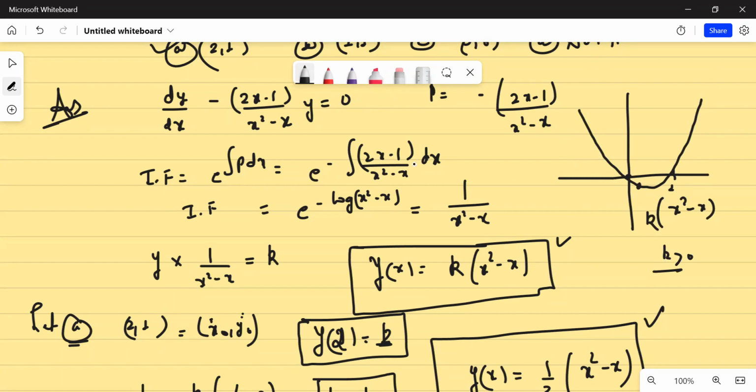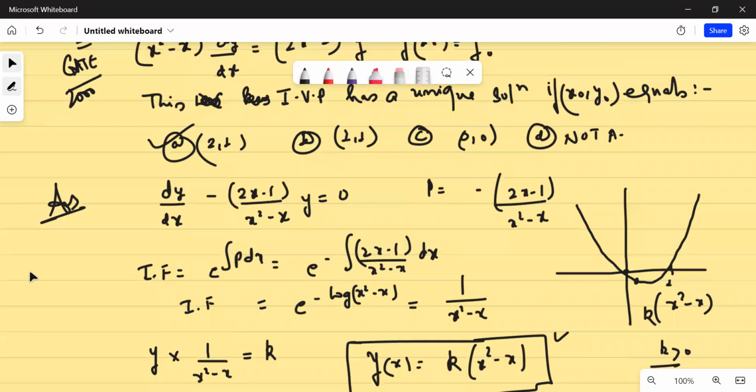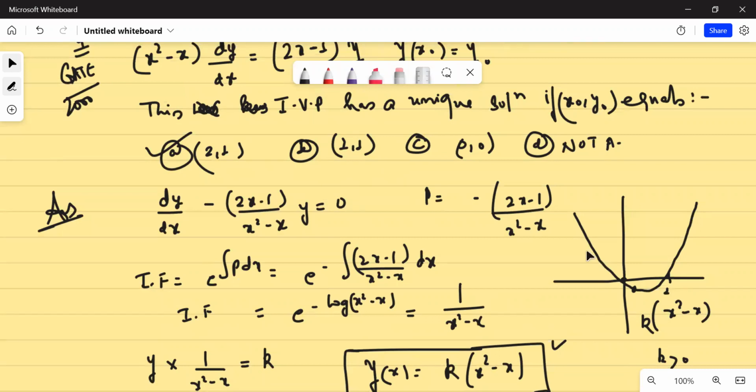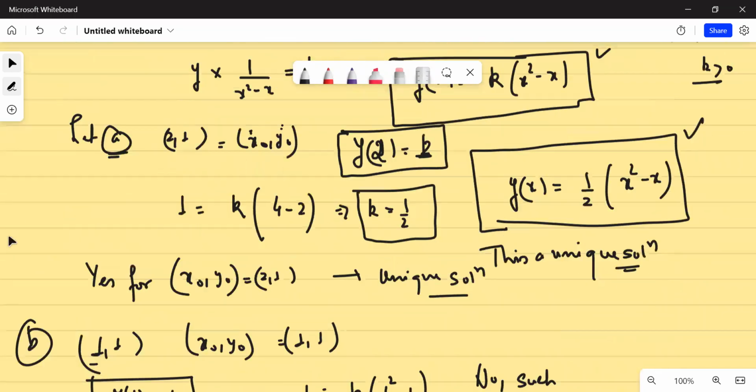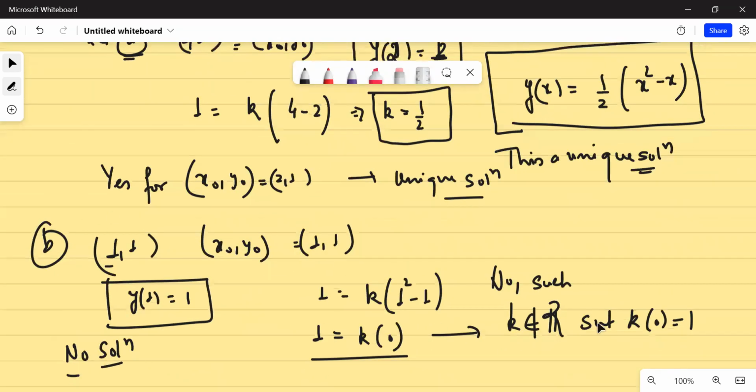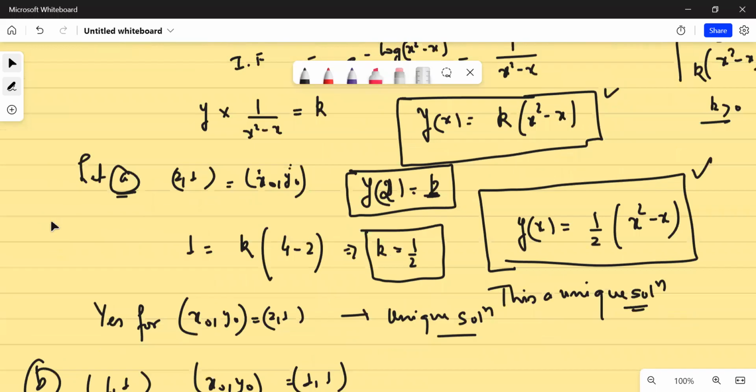Okay. Now, if it says that it will pass through 1 comma 1, you'll say no, it will never pass through 1 comma 1. You can clearly see that it will never pass through 1 comma 1, because had it passed through 1 comma 1, then there would be some k belonging to real such that k when multiplied with 0 would give you 1, which cannot be the case. Is that clear? Or is that not clear?